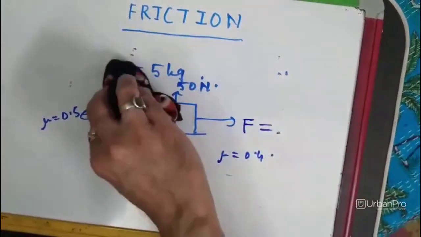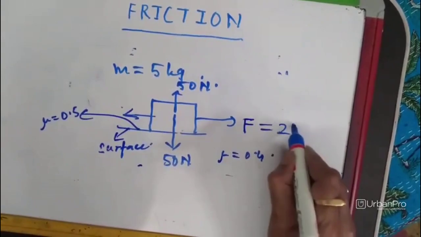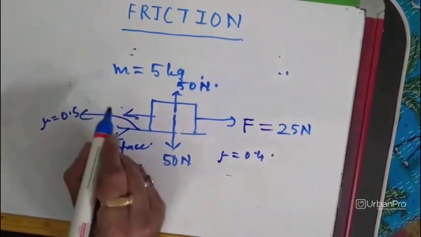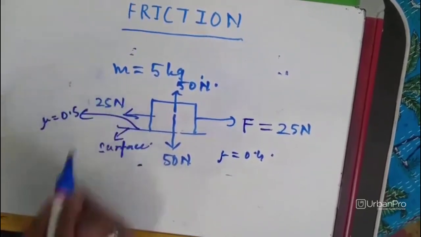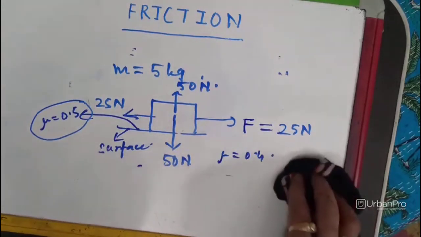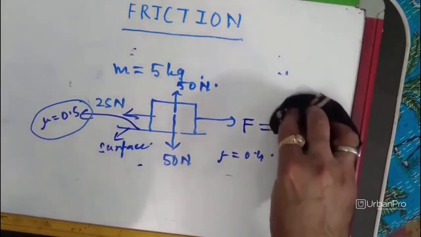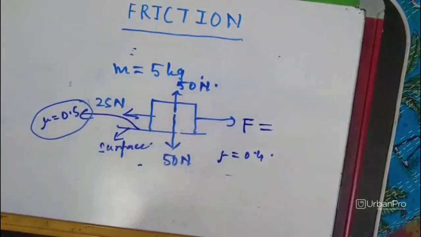Now if this external force were to increase to 25 Newton, the entire 0.5 has to be used so that the two bodies remain at rest, so that the body remains at rest relative to the surface. So the entire 0.5 is being used up in this case. So the friction has been doing its job until now, like I've said, as long as possible.